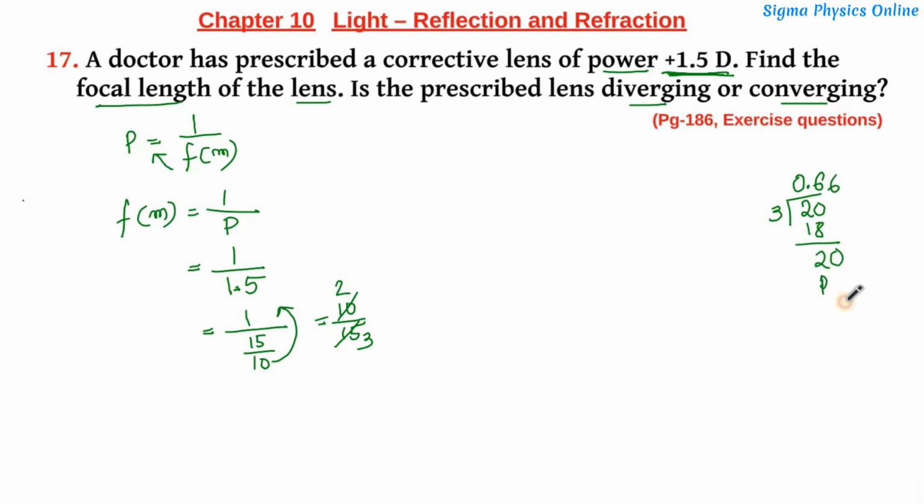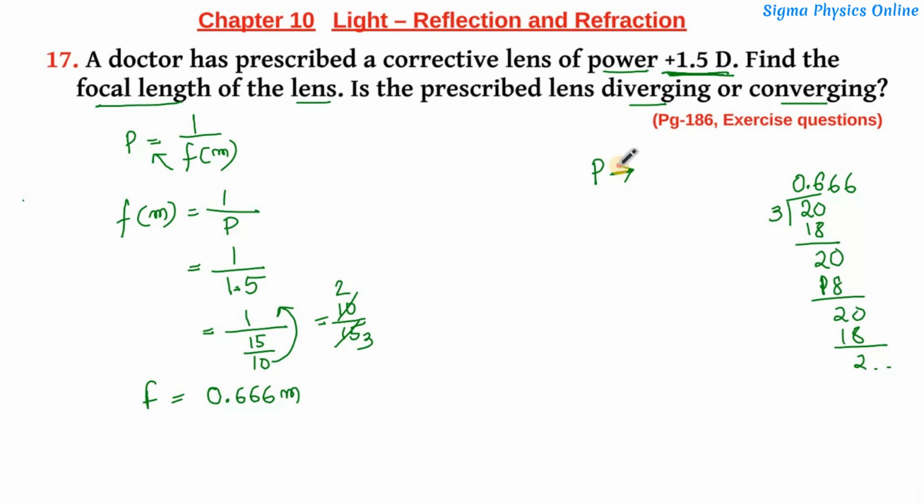0.666, and the number will go on. So it's 0.666 meter. So the focal length comes to be 0.666 meter. But when we express the focal length of the lens, we have to express it in centimeter.